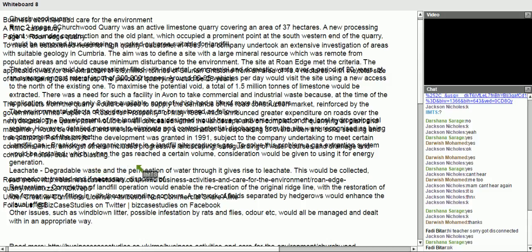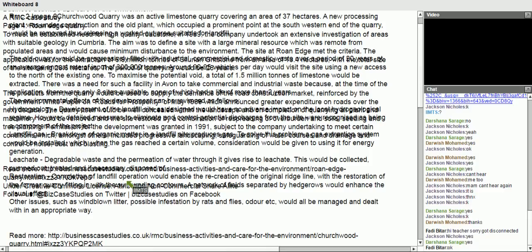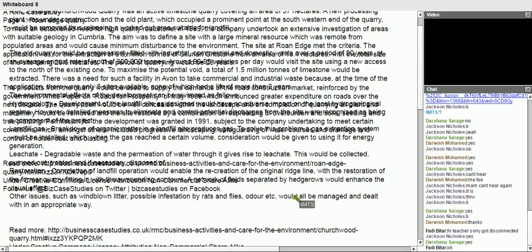Degradable waste and permeation of water through it gives rise to leachate. This would be collected, pumped out, treated, and if necessary, disposed of. Restoration: completion of landfill operation would enable the recreation of the original ridge line, with the restoration of the former quarrying fitting in with the surrounding contours. A network of fields separated by hedgerows would enhance the visual effect.